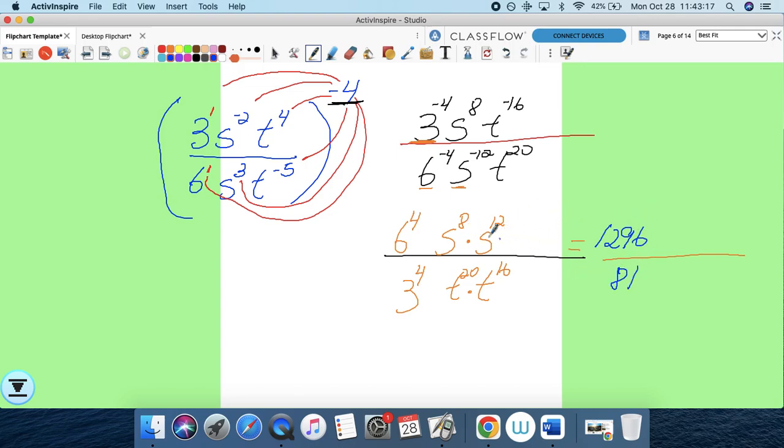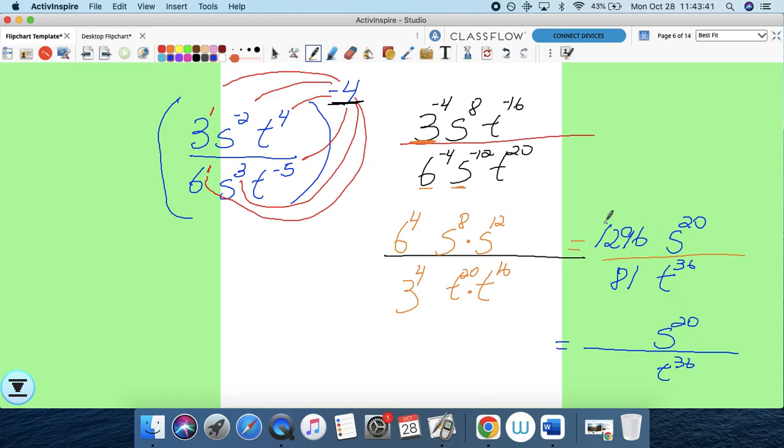S^8 and S to the 12, they're both on top, right? So I can just keep the base, add 8 plus 12, gives me 20. Likewise with the t's, they're both in the denominator, so we can use the product rule. So it's t, keep the base, add 20 plus 16, 36. Although that looks like the final answer, it might not be. We want this fully simplified. So the S^20 and the t to the 36, there's nothing to do.